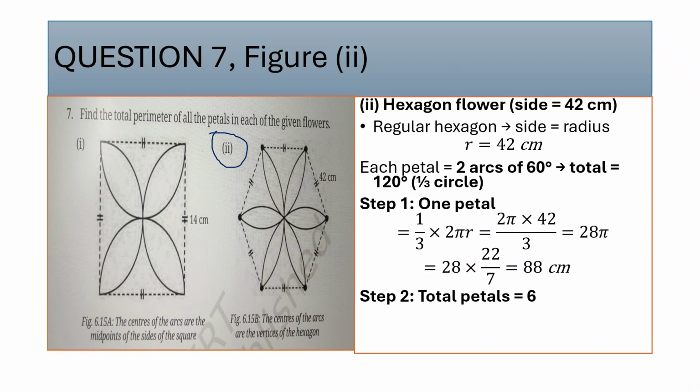So how many petals do we have? Can you see it on the screen? We have 6 petals. So what do we do with that? 6 into 88 will give you 528 centimeter. So what is your final answer here? 528 centimeter.